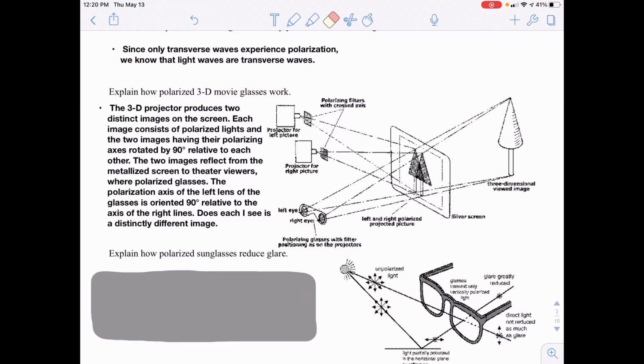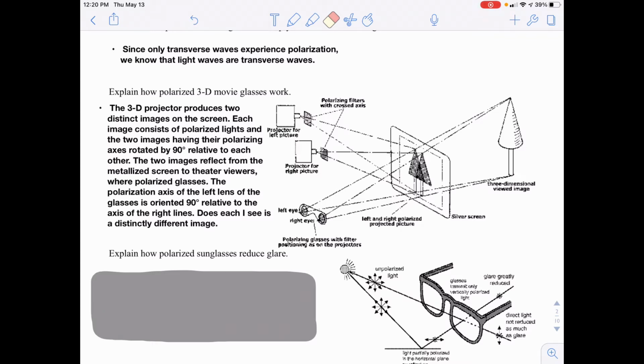Now, when a 3D projector produces these images, they will produce two distinctly different images because we have two projectors, one for the left picture, one for the right picture. And each of those projectors will also have polarizing filters that are 90 degrees relative to each other placed on the lenses of those projectors. These two images will reflect from a metallized screen to the theater viewers. And the theater viewers are, of course, wearing polarized glasses.